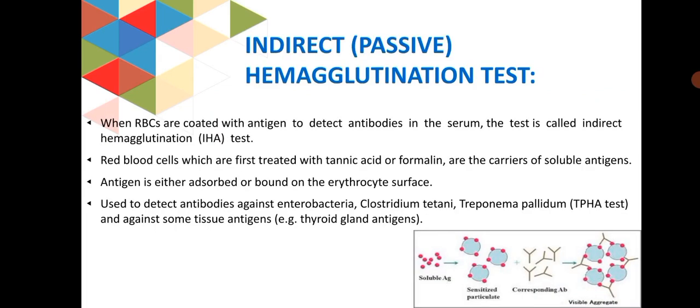Indirect or passive hemagglutination test. When RBCs are coated with the antigen to detect the antibodies in the serum, the test is called indirect hemagglutination test. Red blood cells which are first treated with tannic acid or formalin are carriers of soluble antigens. Antigen is either adsorbed or bound to the erythrocyte surface. Used to detect antibodies against Enterobacteria, Clostridium tetani, Treponema pallidum, and against some tissue antigens like thyroid gland antigens.